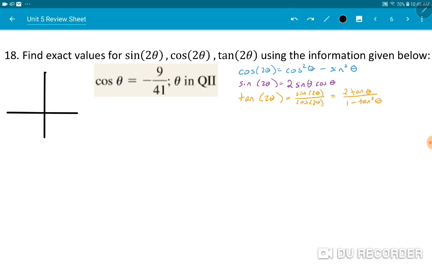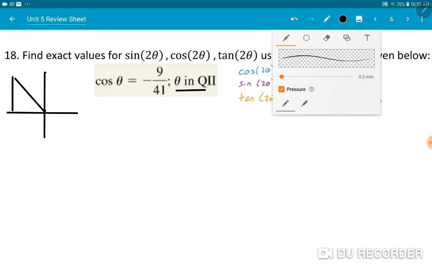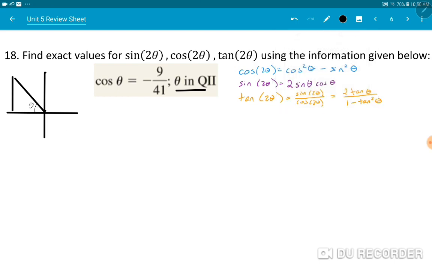But to find sine, we're going to use the hint that the angle is in Q2. If it's in Q2, we have a triangle that's oriented like so, and there's our reference angle. SOHCAHTOA tells us that the cosine is adjacent over hypotenuse. So the adjacent leg for that angle is 9 and the hypotenuse is 41. I know this negative goes on the x because it's in quadrant 2, and that's how quadrant 2 helps me.